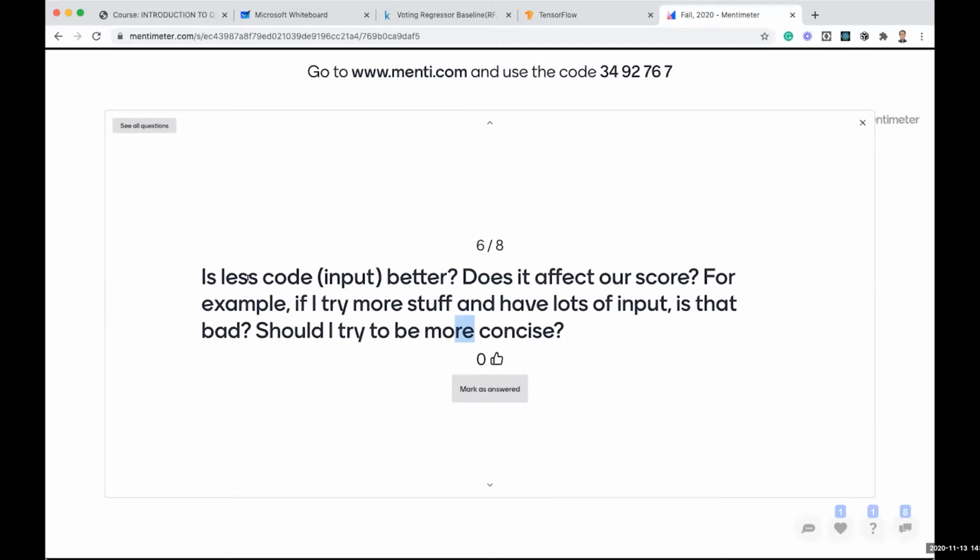Actually, it does not. Okay, let me say it this way. The less code is better. That's true. But it does not affect your score. Whether your code is messy or clean, it doesn't matter for your final ranking. But for readability and for your reference later, you should make your code as concise as possible and write lots of comments. That's a very good practice, but it does not affect your scores.